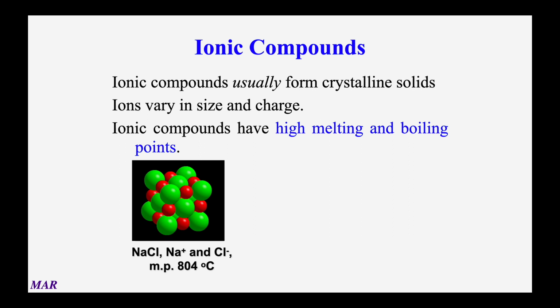Here's an example. Sodium chloride has a melting point of 800 degrees. So if you want your table salt to form a liquid, not with water, mind you, that would be a solution, if you want the actual sodium chloride to become a liquid, you have to heat it up to 800 degrees Celsius, 804, and that's pretty hardcore. It shows the strength of these ionic bonds.